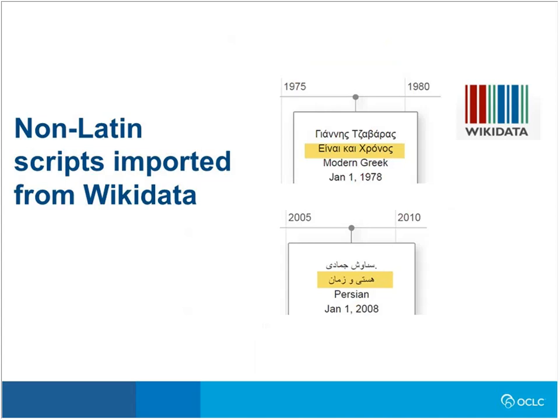And two of those languages are Greek and Persian. WorldCat has records for these translations of Sein und Zeit, but only in romanization. The two entries we saw on the earlier slide have Greek and Persian scripts because we ingested them from Wikidata.